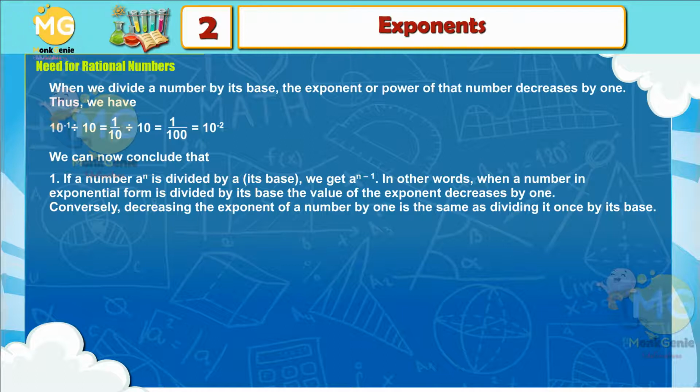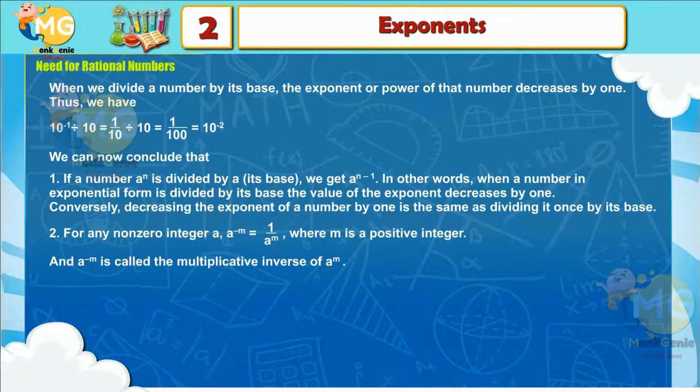In other words, when a number in exponential form is divided by its base, the value of the exponent decreases by 1. Conversely, decreasing the exponent of a number by 1 is the same as dividing it once by its base. 2. For any non-zero integer a, a raised to the power minus m is equal to 1 upon a raised to the power m, where m is a positive integer. And a^-m is called the multiplicative inverse of a^m.